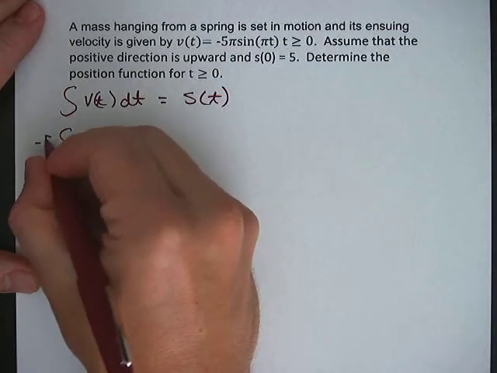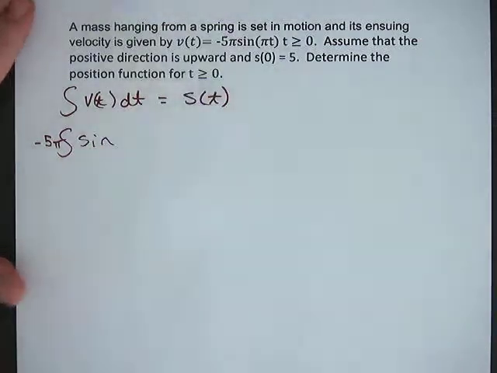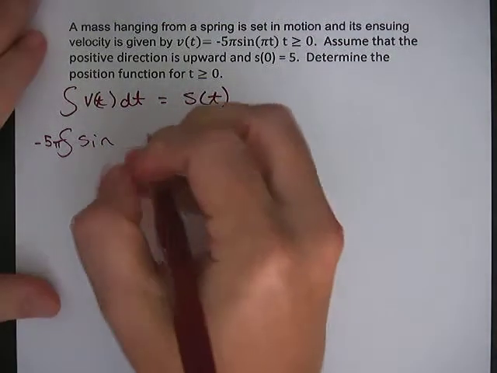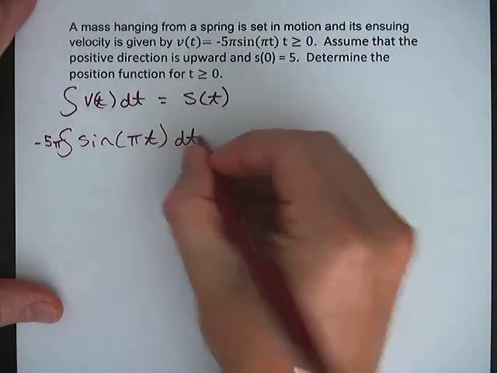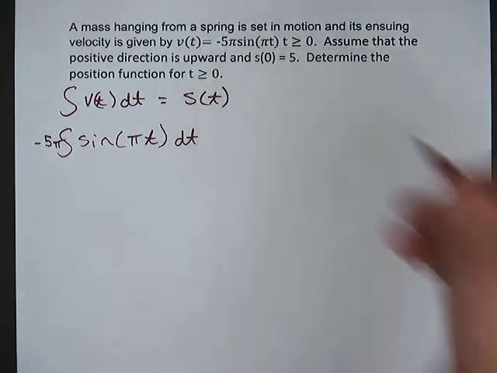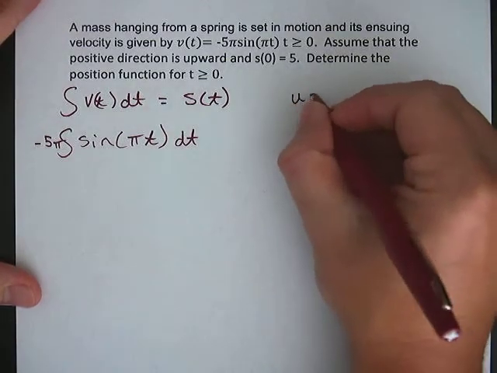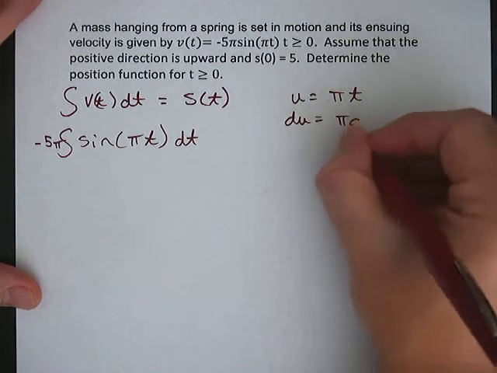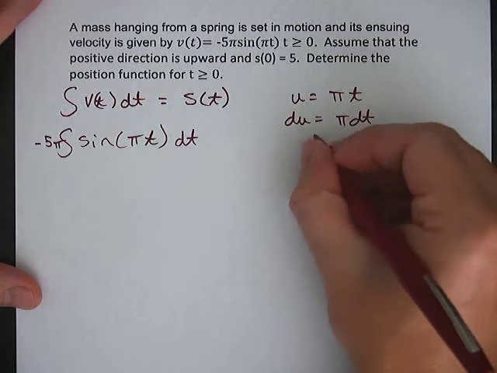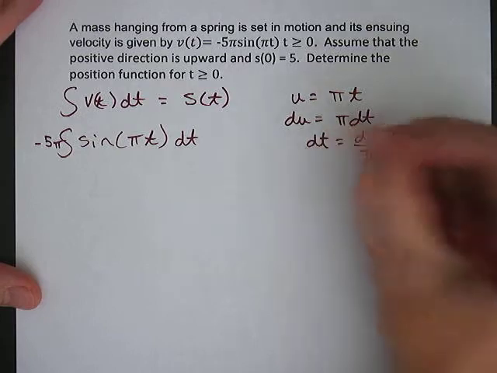Okay. So let's go ahead and find that integral. So we have negative 5 pi. I'll put that out front since it's a constant. Sine of pi t dt. Okay, so you could probably look this one up with some formulas, but this is just a u substitution. So we can say u is equal to pi t, du is equal to pi dt. So dt is equal to du over pi, and just divide by pi on both sides.